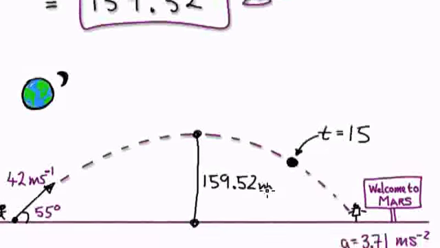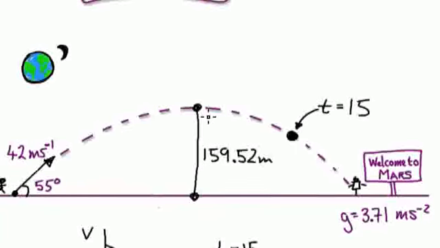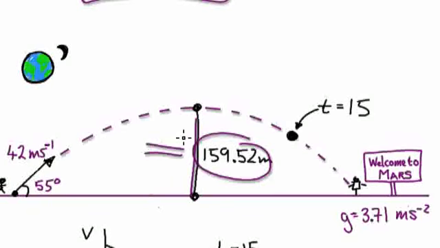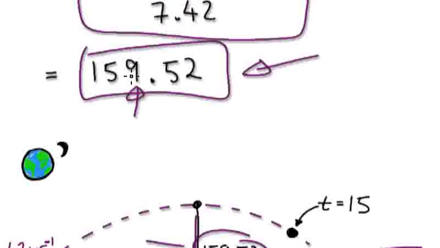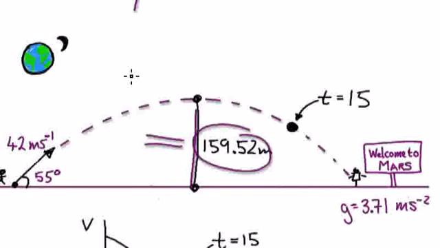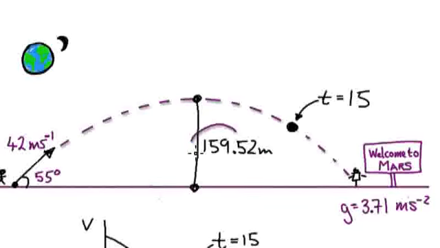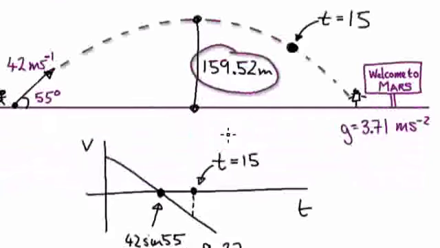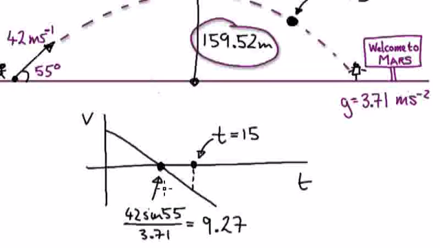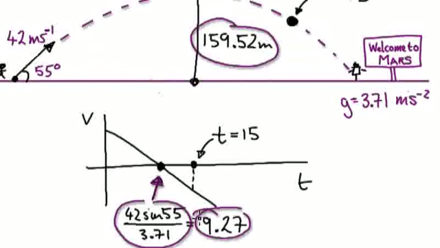Okay, so far our diagram would look like this. The maximum height is this bit here. We've just worked this out, so the maximum height is this now. Now, if you look at our velocity time graph, the time it takes for us to get to maximum height is given by this. You would jump to your calculator and convert it into a decimal. So it takes us 9.27 seconds to get from here to here.